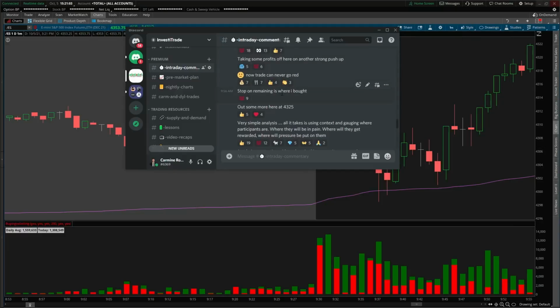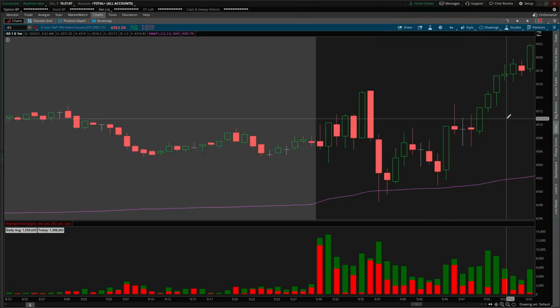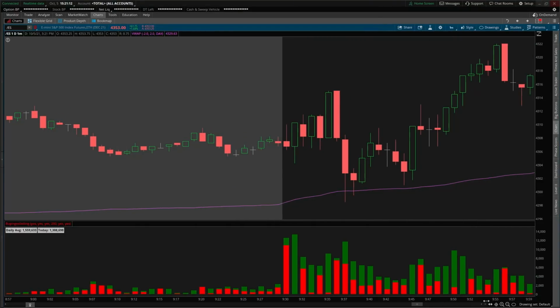The stop is remaining where I bought, or we'll get to that. So now we're up. I boosted my stop loss up. Trade can never go red on me. We pull back, right? Now, if you're trading off of emotions, you're trading off of what you think's going to happen, the market can't go up forever.